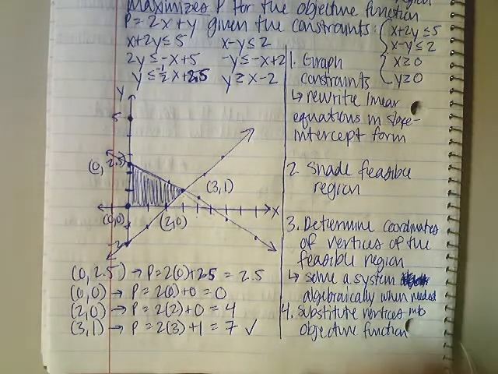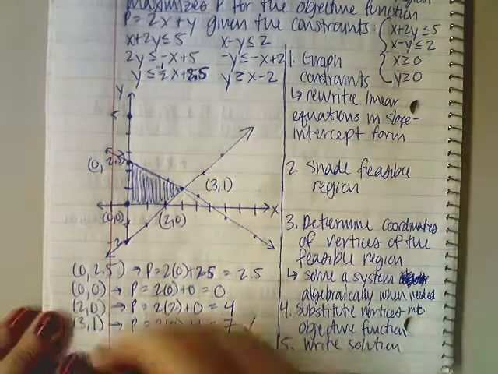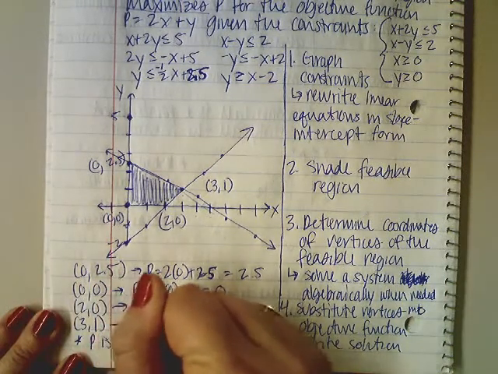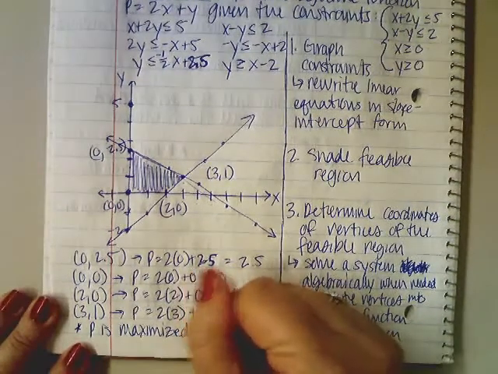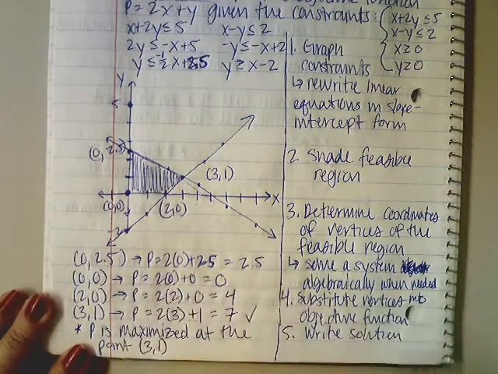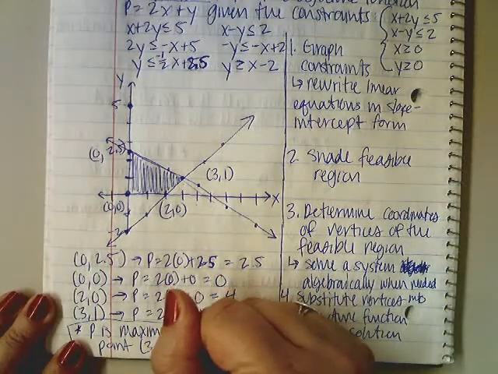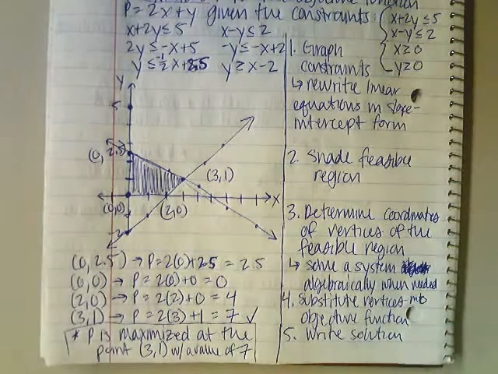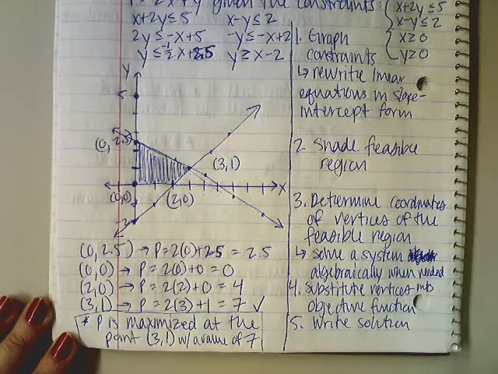So my solution, last step: P is maximized at the point 3, 1, and that is our answer. You can say with a value of 7 if it's relevant in the context of the problem, but that is our solution nonetheless. It's at the vertex 3, 1 with a value of 7.